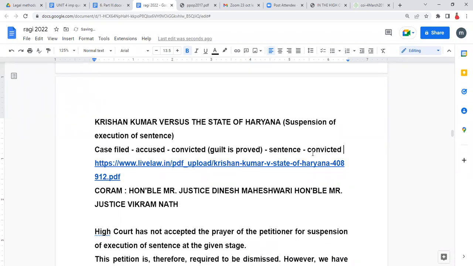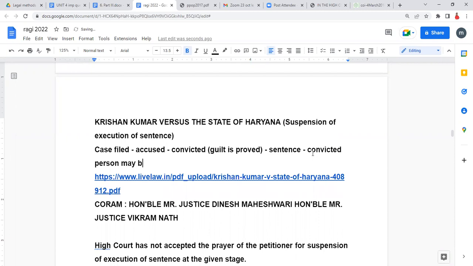convicted person may prefer an appeal. Right? This convicted person may prefer an appeal, saying that I'm not satisfied with this decision. During this point, when the appeal is filed and is pending, maybe for 3 to 4 years, pending before the appellate court, the party can approach the court for suspension of execution of sentence.